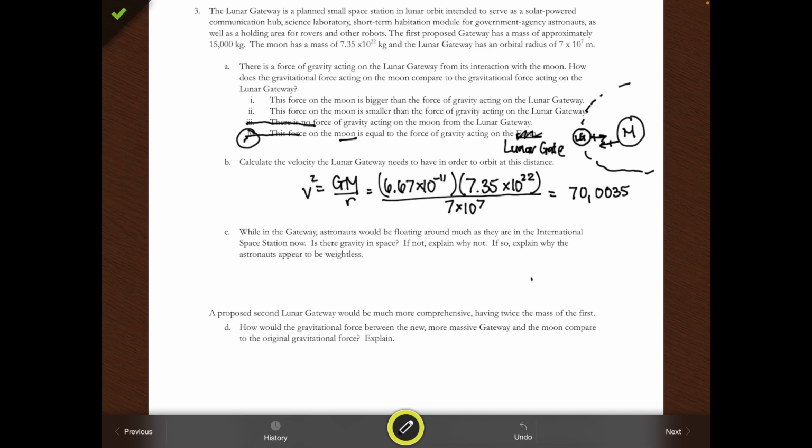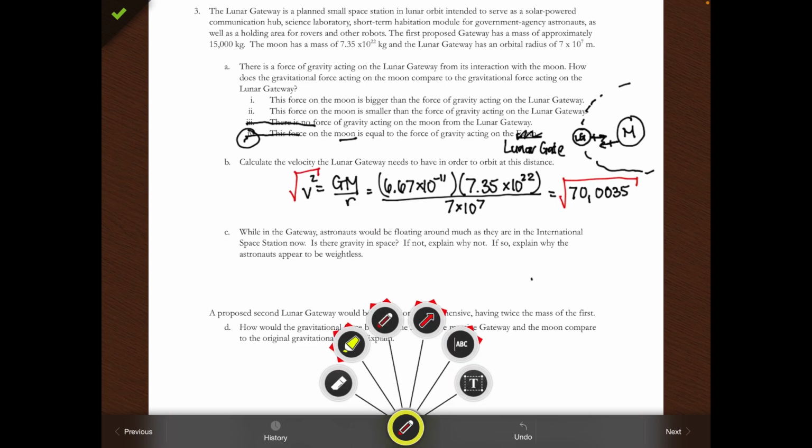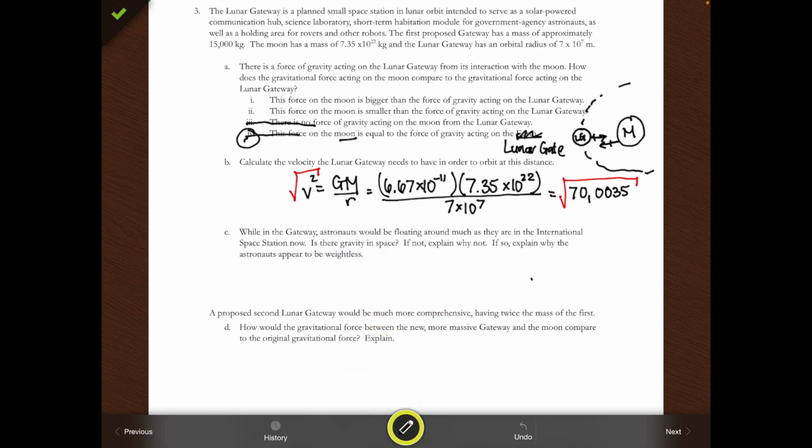All of that gives me 70,035, but I do want to point out that that's not v, that's v squared. So if I want to solve v by itself, I need to take a square root of both sides. Plugging that into my calculator gives a much more reasonable 264 meters per second. This sideways velocity, the 264, 265 meters per second, is why the lunar gateway isn't going to crash into the moon.